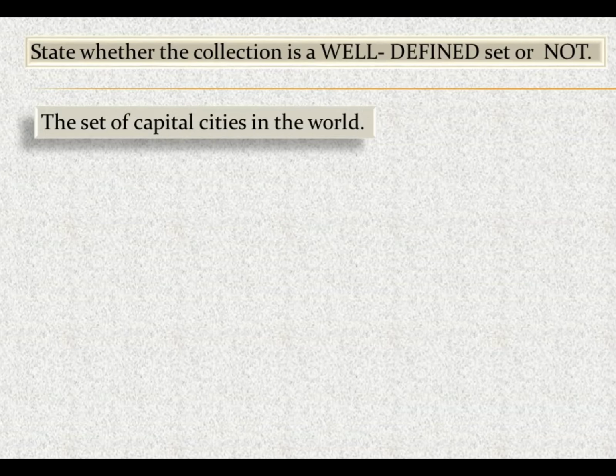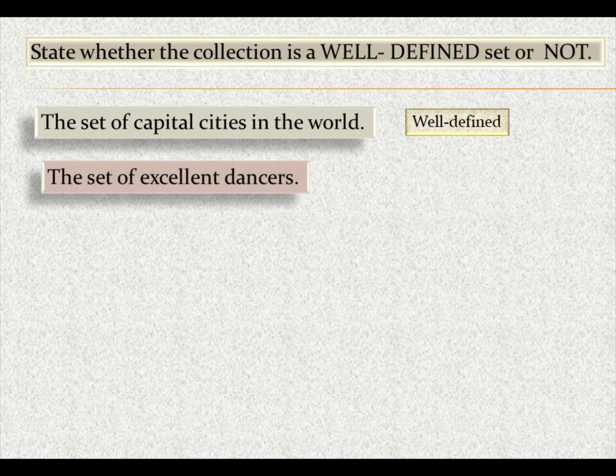Now, let's try to analyze the given. State whether the collection is a well-defined set or not. First, the set of capital cities in the world. This is a well-defined set because although there are so many capital cities in the world, we can still name the cities that belong to that group. Next, the set of excellent dancers. In this case, it is not a well-defined set because we may have different observations and descriptions on how we can say that a dancer is excellent.